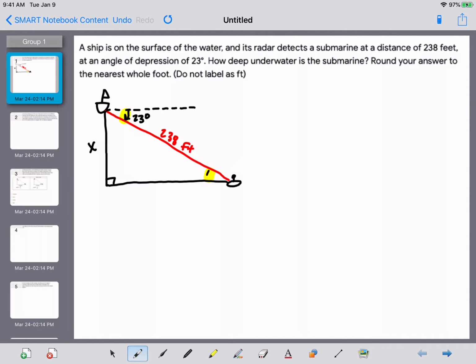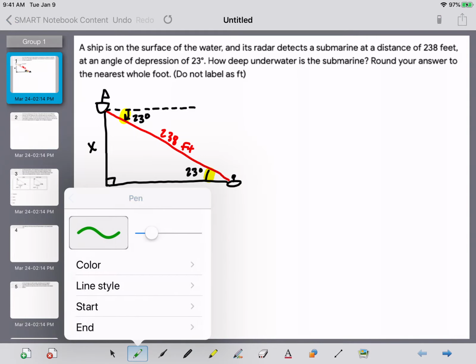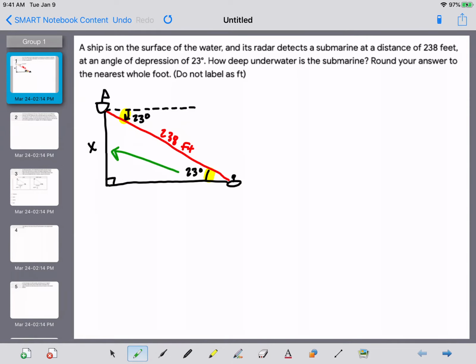So it turns out that in this situation, if this angle here is 23 degrees, this one is as well. We call those alternate interior angles. But that's just due to the fact that we have some parallel lines, and then that red line is called the transversal, and it creates some angle pairs.